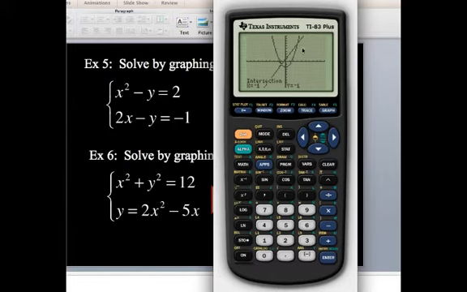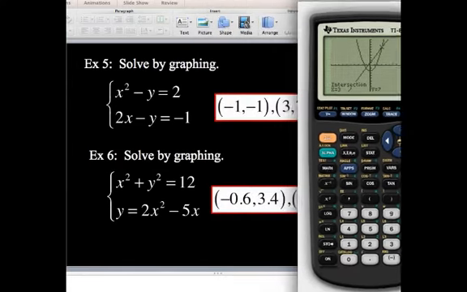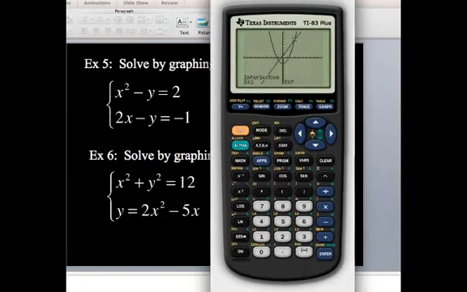To find the second solution up here where they intersect, we're going to do the same thing. Second, trace, go down to intersect. Only this time we're going to go over by the other intersection point using our right arrow. And again, all we have to do is hit enter 3 times in this feature. So enter, it goes to the second curve, enter, it asks us to guess, we push enter, and it finds the answer. So the second answer is when x is 3 and y is 7. So right there we can see our answer, and looking at that, -1, -1, and 3, 7.